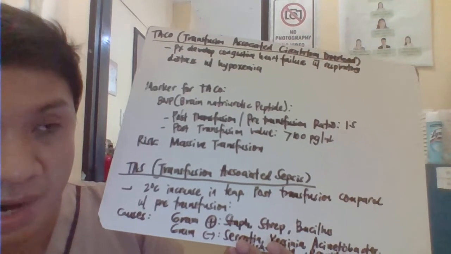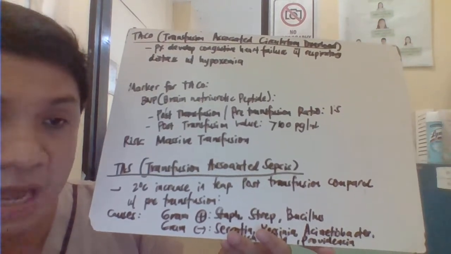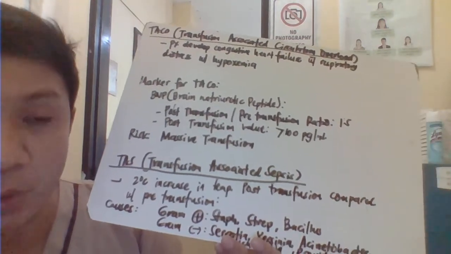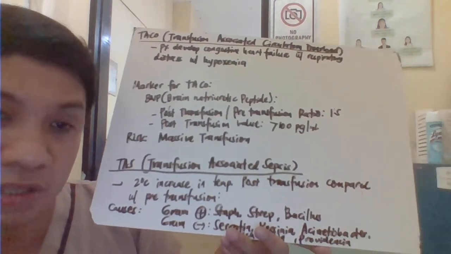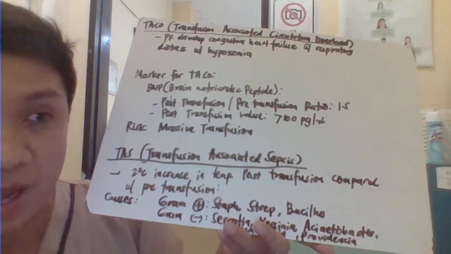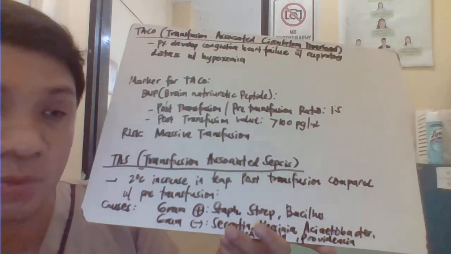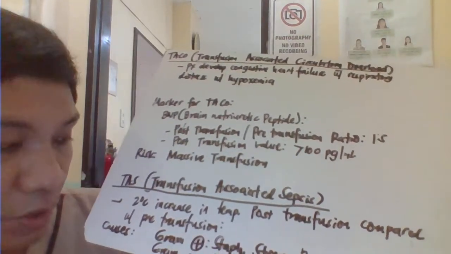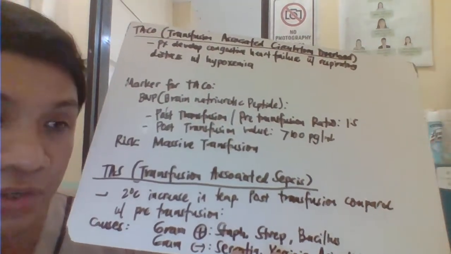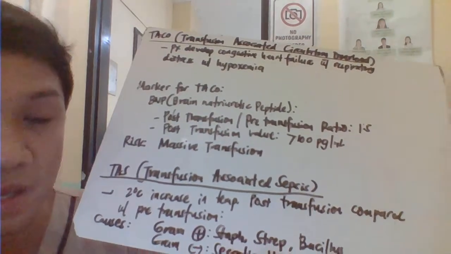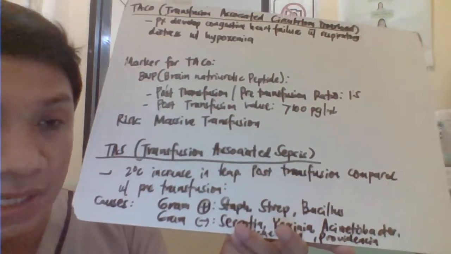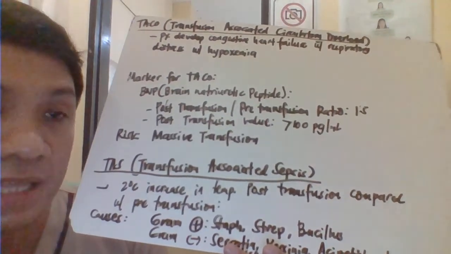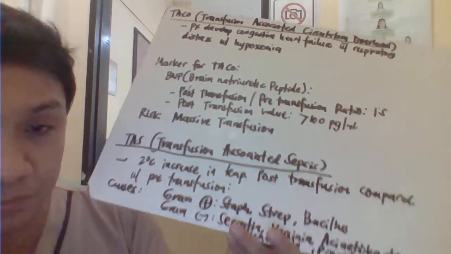Okay, then we have your TAS, transfusion-associated sepsis. This is primarily caused by contamination of the unit of blood with bacteria. The unit most prone to bacterial contamination will always be the platelet concentrate, because we store the platelet concentrate at room temperature. We define transfusion-associated sepsis as a 2 degrees Celsius increase in the temperature of the patient post-transfusion compared with the baseline temperature before the transfusion.